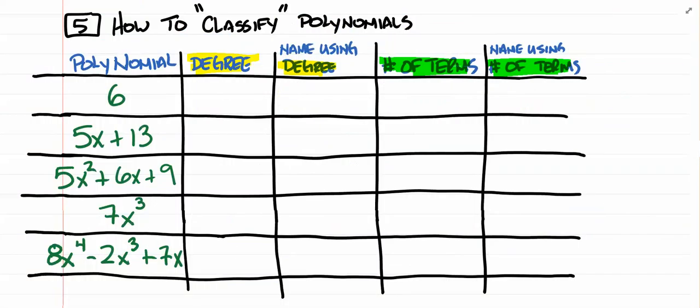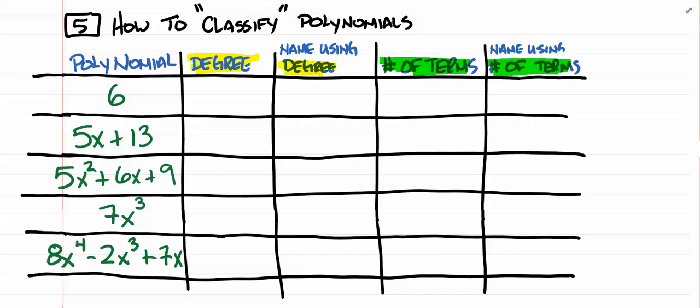Okay, box number 5 is a big box, and we're going to learn how to classify polynomials. So I'm going to give you a minute to copy down this chart. Okay, now that you have the chart copied down, I'm going to show you how to classify a polynomial. We can do it in two ways. We can either classify a polynomial by its degree, which is highlighted in yellow for you, or we can classify a polynomial by its terms, which has been highlighted in green for you.